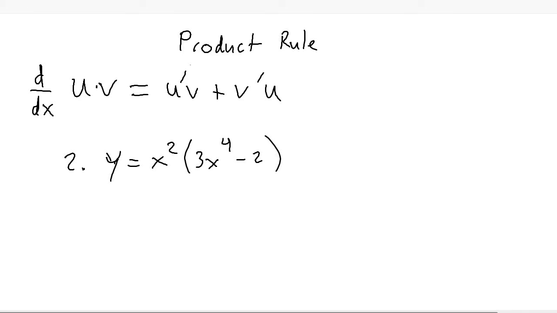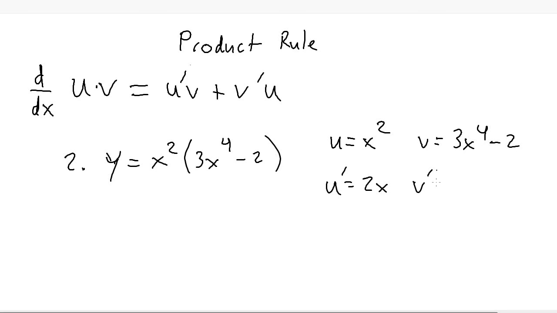So now let's take a look at this problem. Y equals x squared times 3x to the 4th minus 2. Once again, you can make your u and v anything, so I'm just going to make my u x squared, and v would then be 3x to the 4th minus 2. u prime in this case would be the derivative of x squared, so we're going to have to use the power rule, where we bring the power down and subtract by 1. So then u prime would be 2x to the first, or 2x.